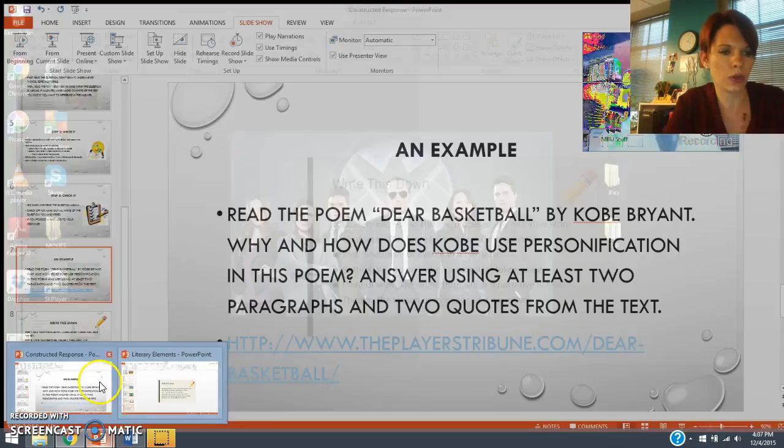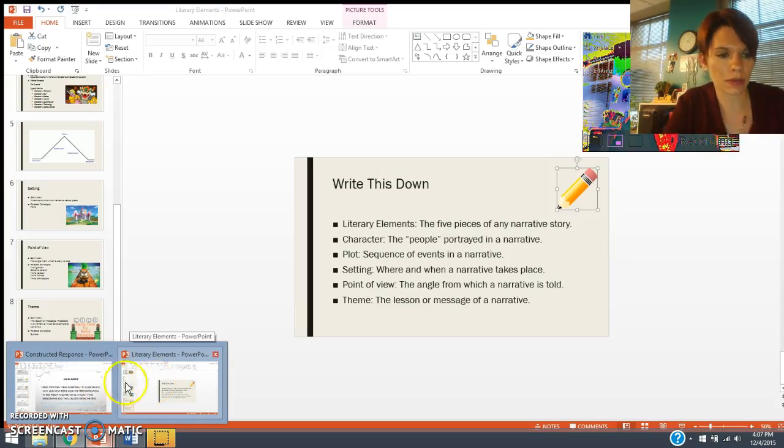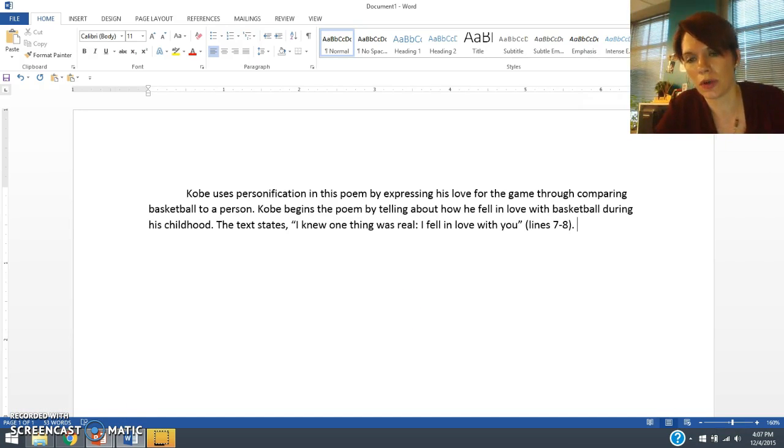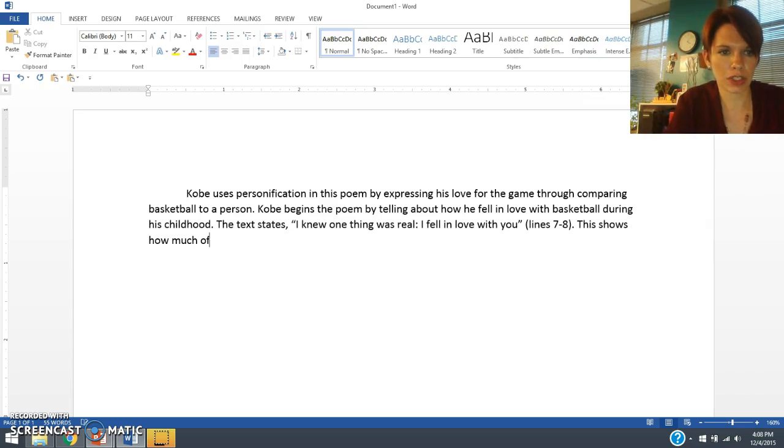So when you're doing paragraphs, you can put paragraphs. When you're doing pages, you can put pages. But in poetry, usually you're going to do lines or even stanzas. But this one isn't that long. So we're just going to go ahead and do lines 7 and 8. This shows how much of himself Kobe gave to the game.